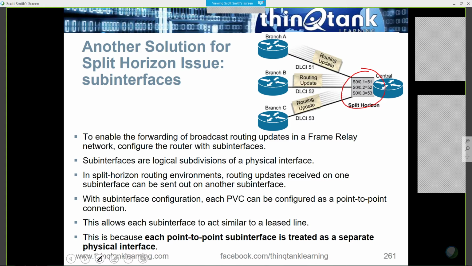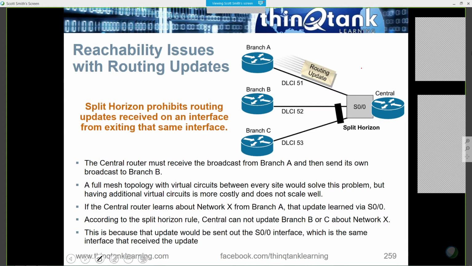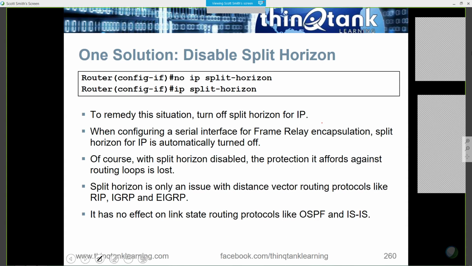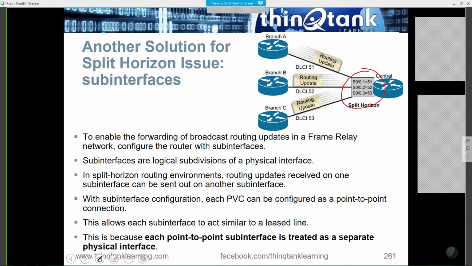There already are 3 PVCs. There's 3 PVCs already. These are the PVCs. Okay. In fact, the service provider could care less if you're doing sub-interfaces or physical interface. They don't have any control over that, and they don't really care. A PVC is a PVC.